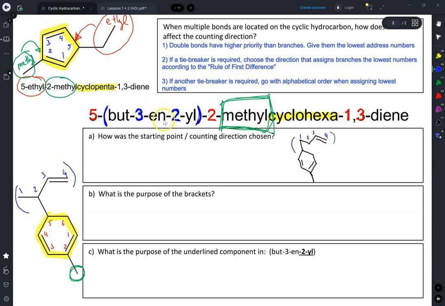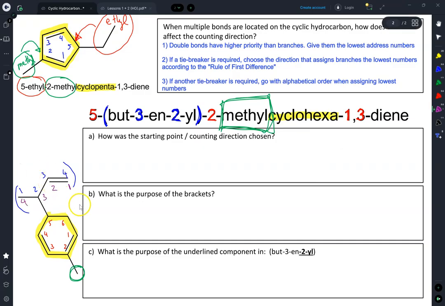It says there's a double bond located on the number 3 carbon, but are we talking about this number 3 carbon on the parent chain, or are we talking about this number 3 carbon on the branch itself? If the bracket was not there, I wouldn't be able to tell whether I want the reader to draw a double bond on the number 3 carbon on the parent chain or the number 3 carbon on the branch itself.